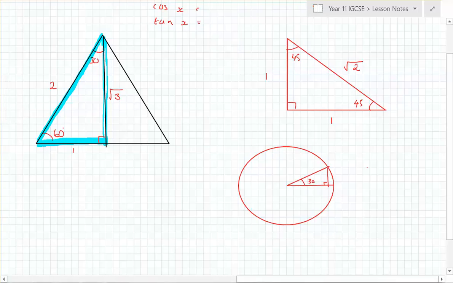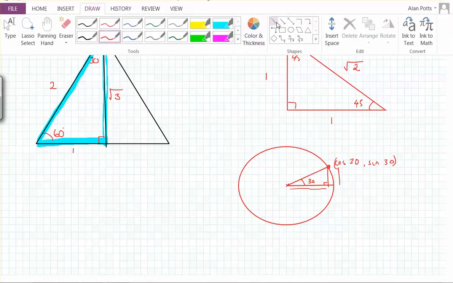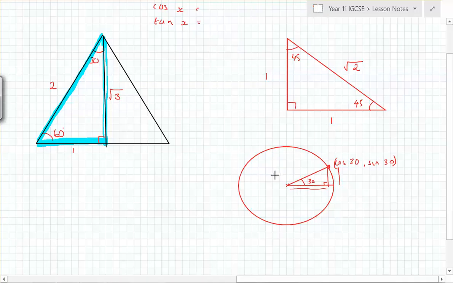Revision there, but obviously, this point here has a coordinate based on this length and this length. So what's the coordinate of that point if we consider this to be 0, 0 in the middle? Yeah, so the coordinate here would be cos 30, sine 30. So if we can remember what those values are, we get exact values. And if we keep going round the circle, we get to the equivalent point over here.